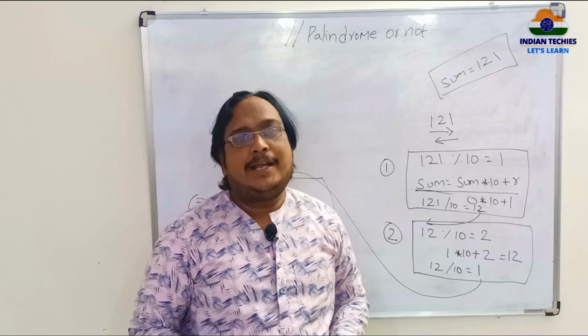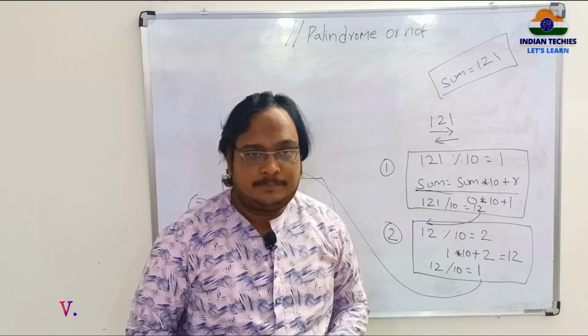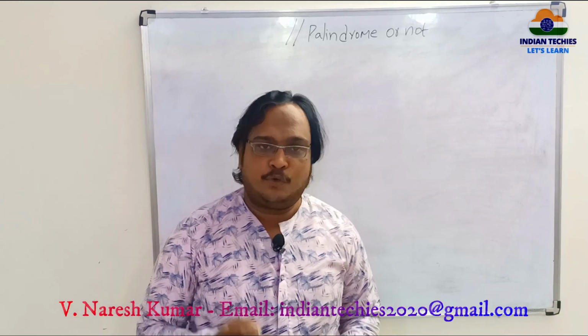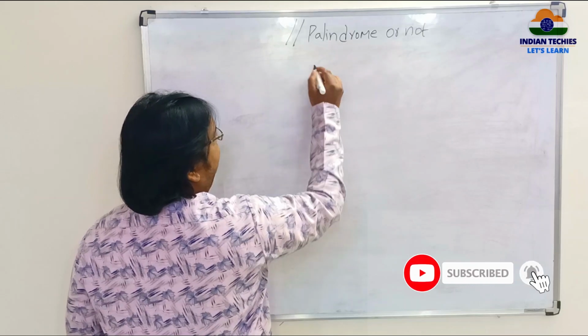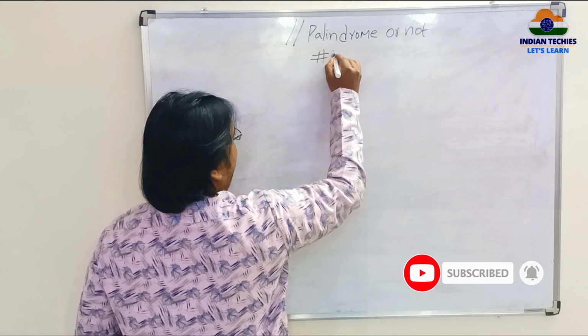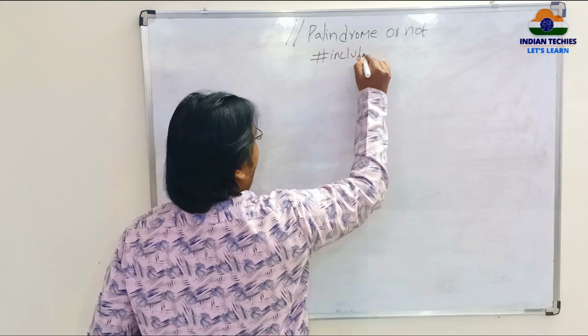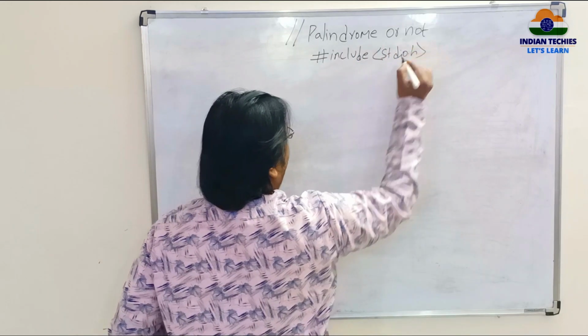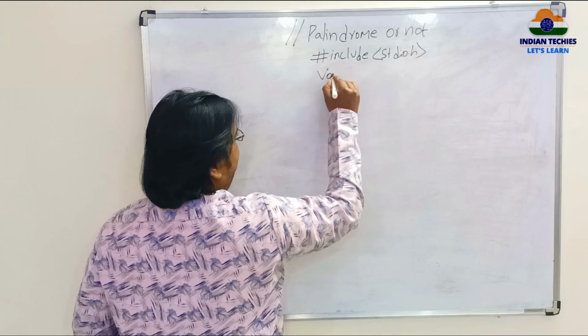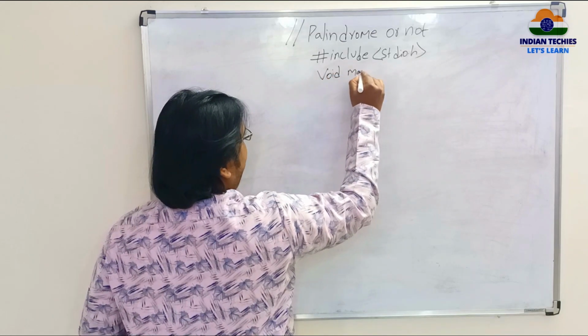Now we will see an example program. Let us write a C program to find whether the given number is a palindrome or not. So as usual, I have written a comment line. Next, to link the library files, I am writing hash include stdio.h. Next, void main.